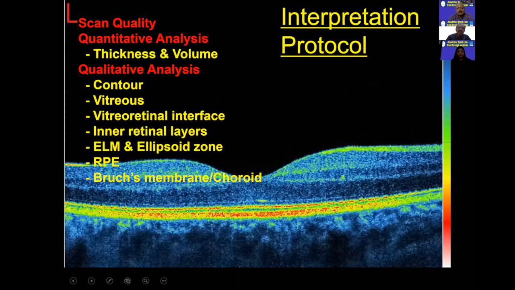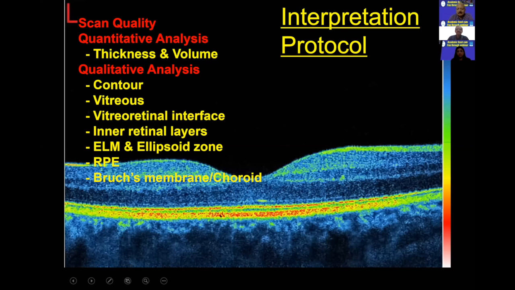And then you see the vitreous, which is anterior to this. Is there any abnormality? Is there any opacity in the vitreous? Then you see the vitreoretinal interface, inner retinal layers, which are these neurosensory layers. And then another important structure is the external limiting membrane, photoreceptor complex, or ellipsoid zone. And then is our retinal pigment epithelium.